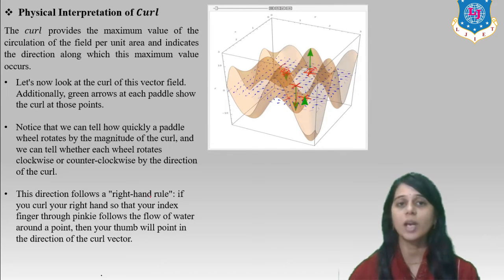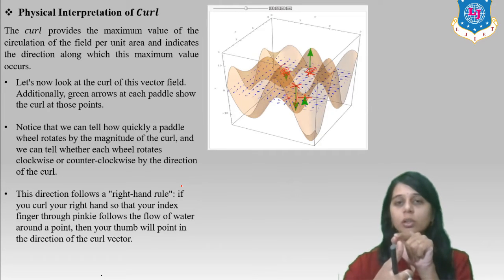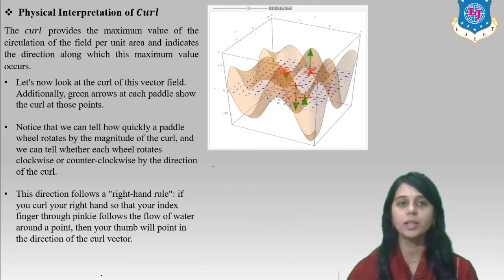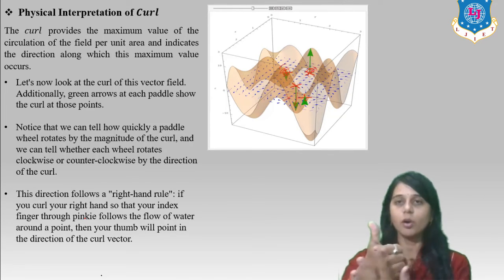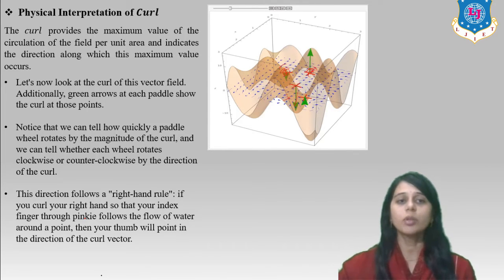The direction follows the right-handed rule. If you curl your right hand so that your index finger through pinky follow the flow of the water around the point, see, they all follow the order of the curl. Then the thumb will point in the direction of the curl vector, and this is the curl vector.